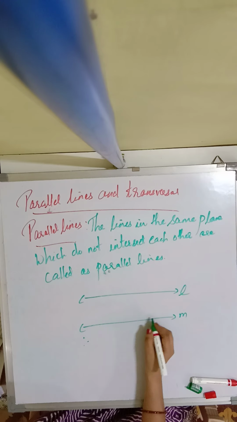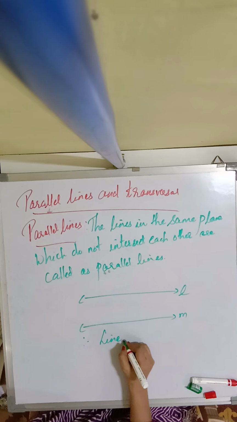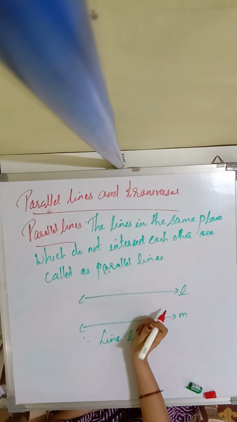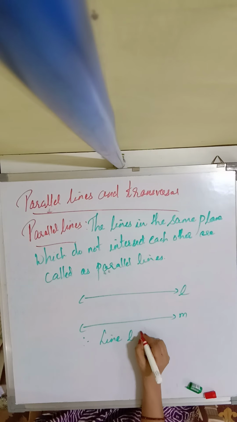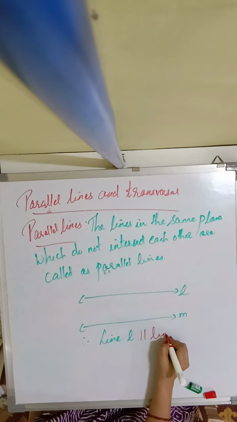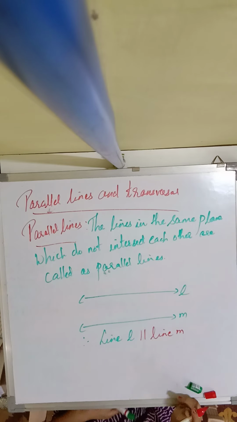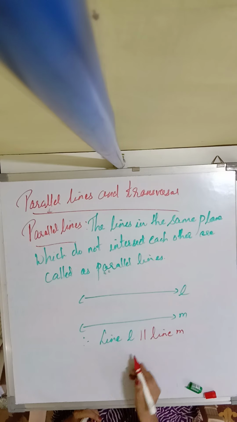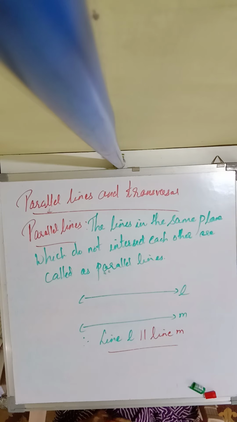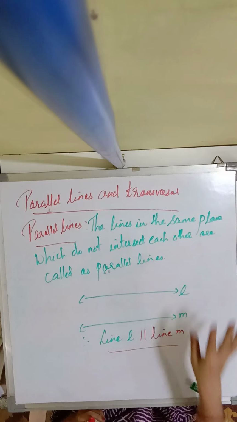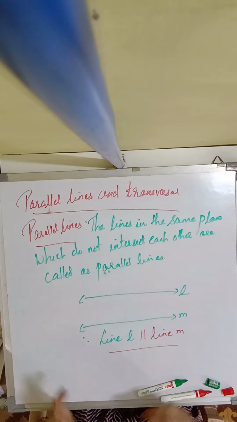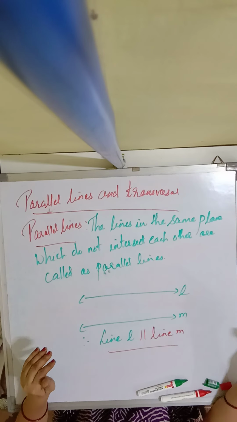Therefore in symbol we can write line L is parallel to line M. See children, the symbol for parallel, what we have already learned in the previous class. Line L is parallel to line M, okay, you can write it down in mathematical symbol way. So the lines in the same plane which do not intersect each other are called parallel lines. Here we have drawn two parallel lines and we have shown this.